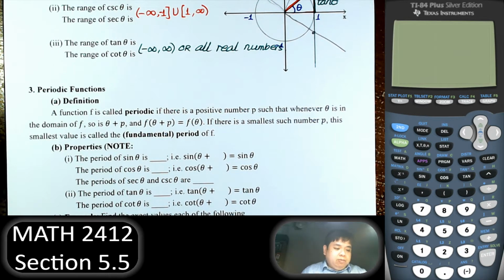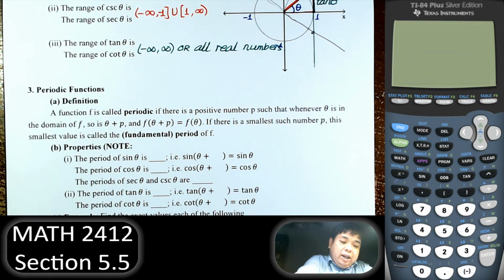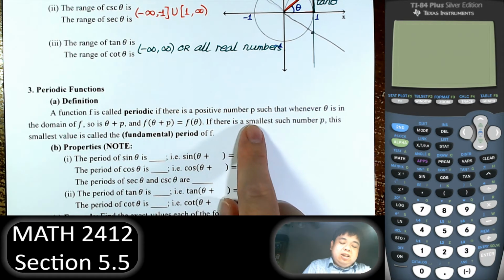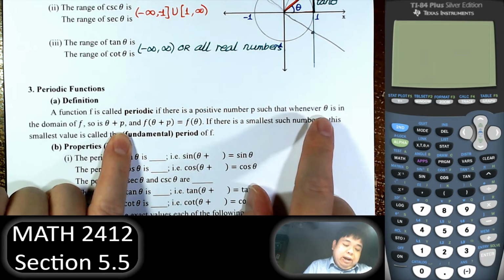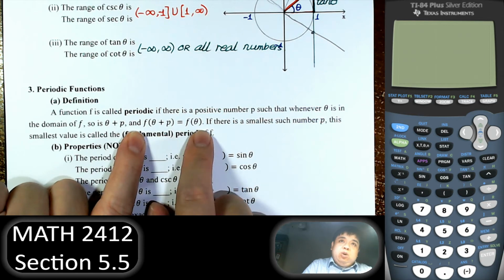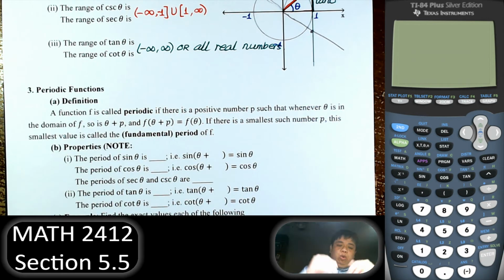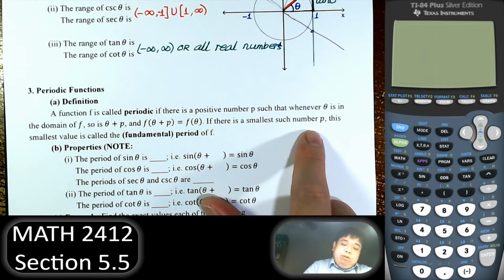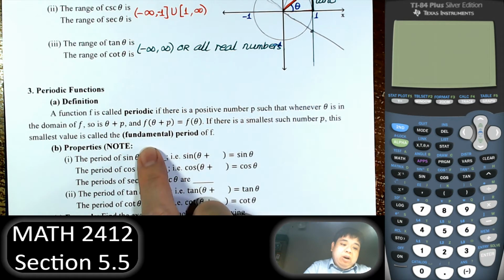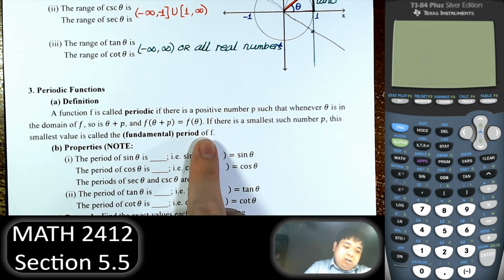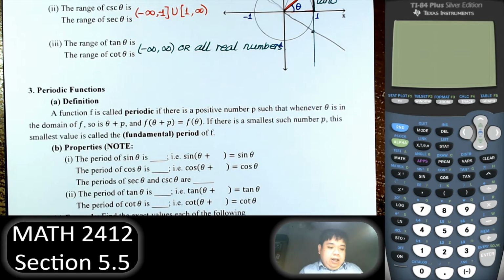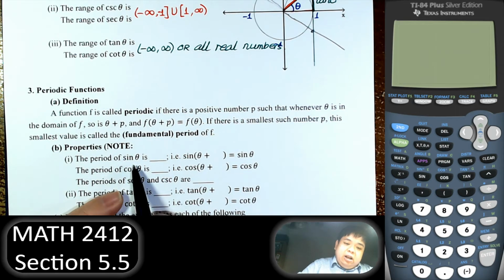Periodic function. A function is called periodic if there's a positive number p such that whenever theta is in the domain, theta plus p is also in the domain, and f of theta plus p is equal to f of theta. Pretty much the y values will repeat themselves. And for the smallest such number p, we call that the fundamental period, or just the period of the function. Right. Now, what is the period of sine?